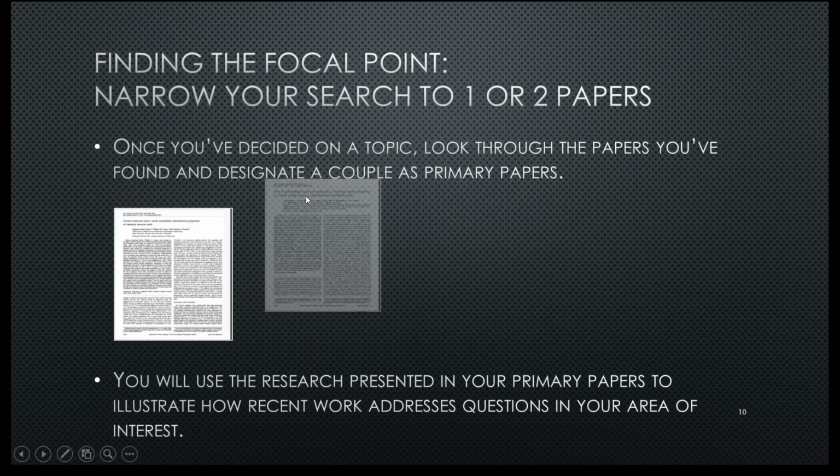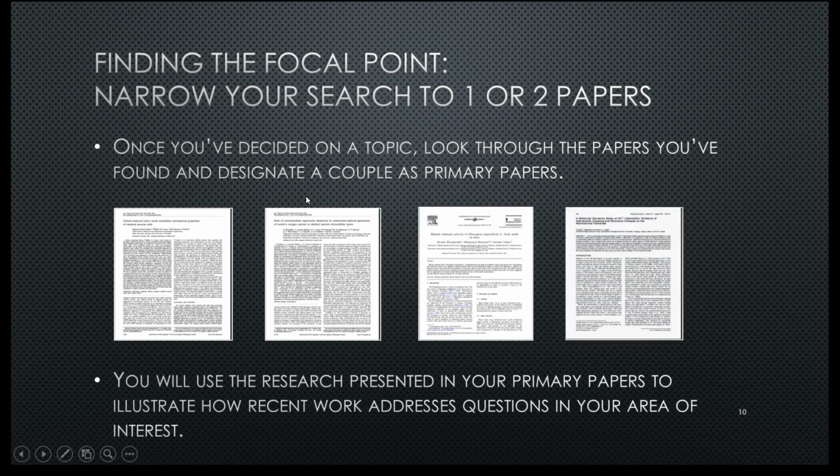Once you've decided on a topic, you should look through the papers you found and designate a couple of those papers as your primary sources. The other papers that you found, you have to decide, do they provide me information that I will use as I write my review? Or will they not be useful, so we put them to the side? You'll want to find a cadre of papers, a group of papers, that will help you to share with your reader what you've learned and why it's relevant.